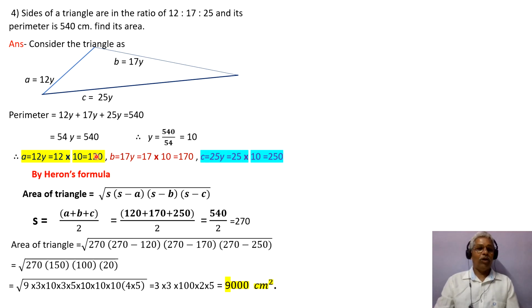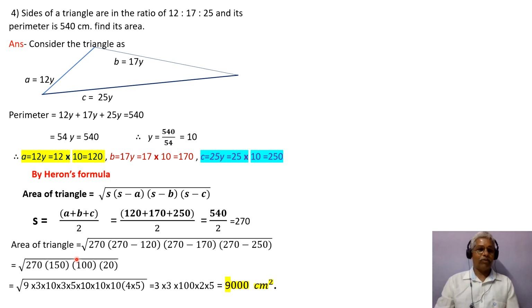Now we have all the A, B, C values. By Heron's formula, the area of the triangle equals root of S into S minus A into S minus B into S minus C, where S equals A plus B plus C upon 2, that equals 120 plus 170 plus 250 upon 2, or 540 upon 2, or 270. Good. We were given this in the beginning for this particular problem, but we still have to go by this formula. So S is 270. Now substitute.